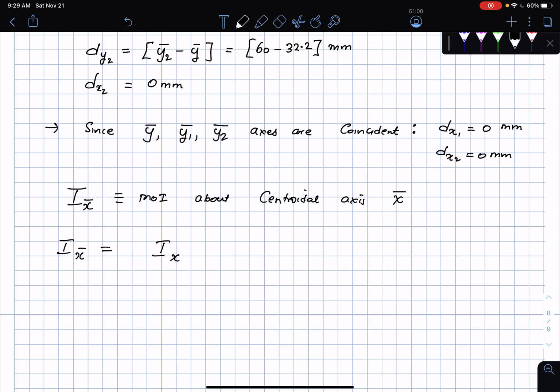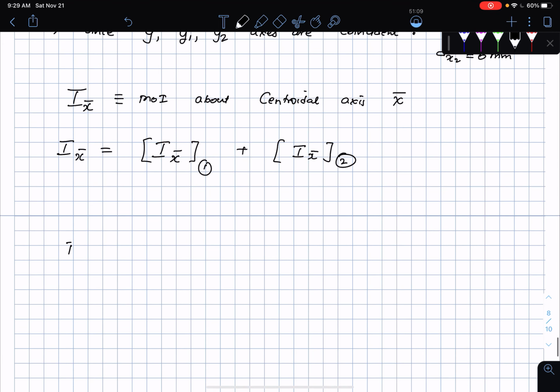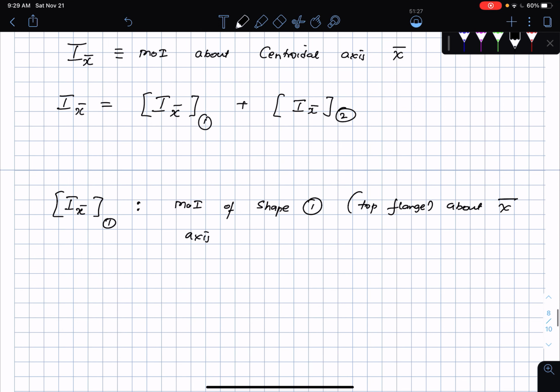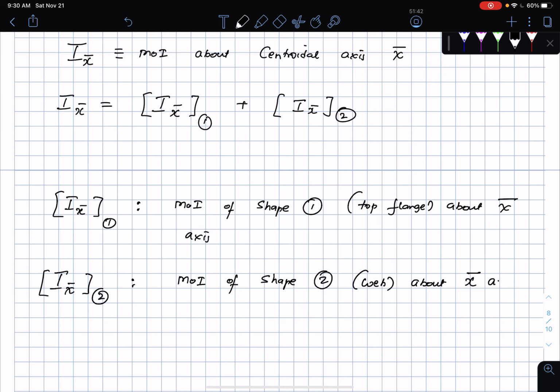It's going to be Ix bar of the first shape plus Ix bar of the second shape. Okay, so Ix bar of the first shape is the moment of inertia of shape 1, which is the top flange, about the x bar axis, and Ix bar 2 is the same thing, moment of inertia of shape 2, which is the web about the x bar axis.